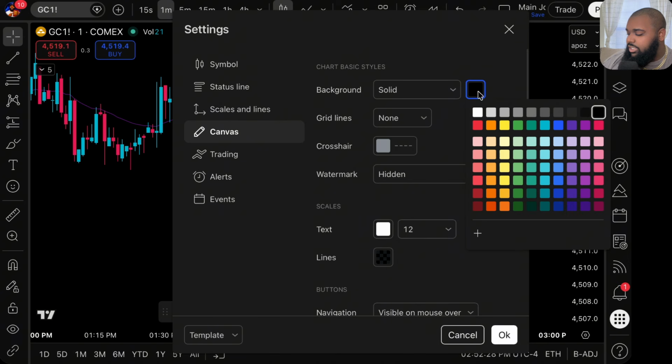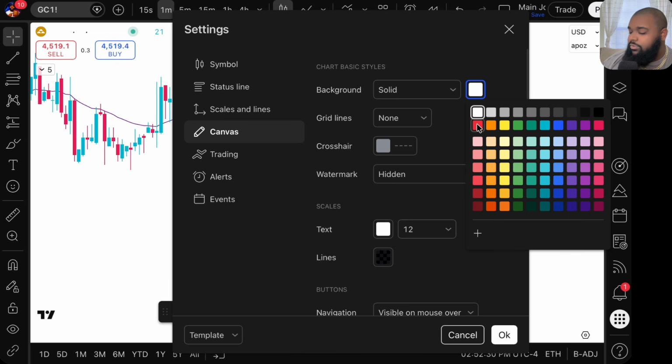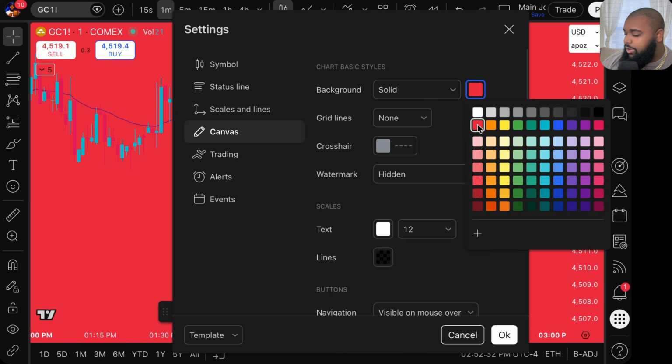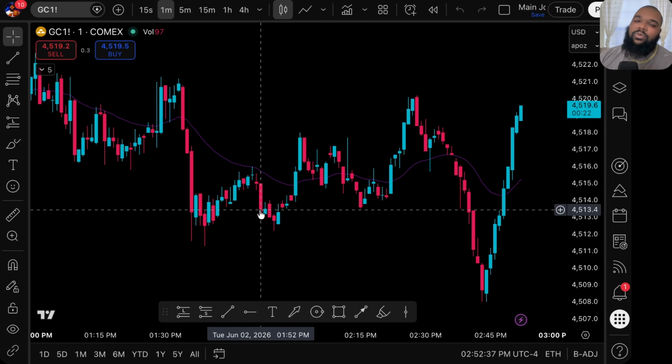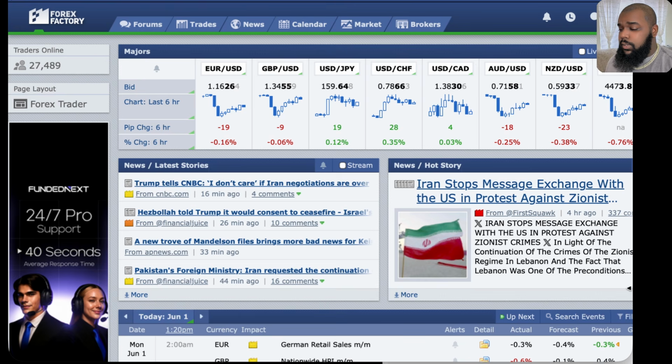So if you guys want to change the color of the actual background, if you want a white background, if you want a black background, if you want a red background, all that stuff, you can go ahead and change it. You customize it. I love seeing people online with just different color charts. It's just really cool to see how creative people get. It's really cool stuff that you can do with TradingView.